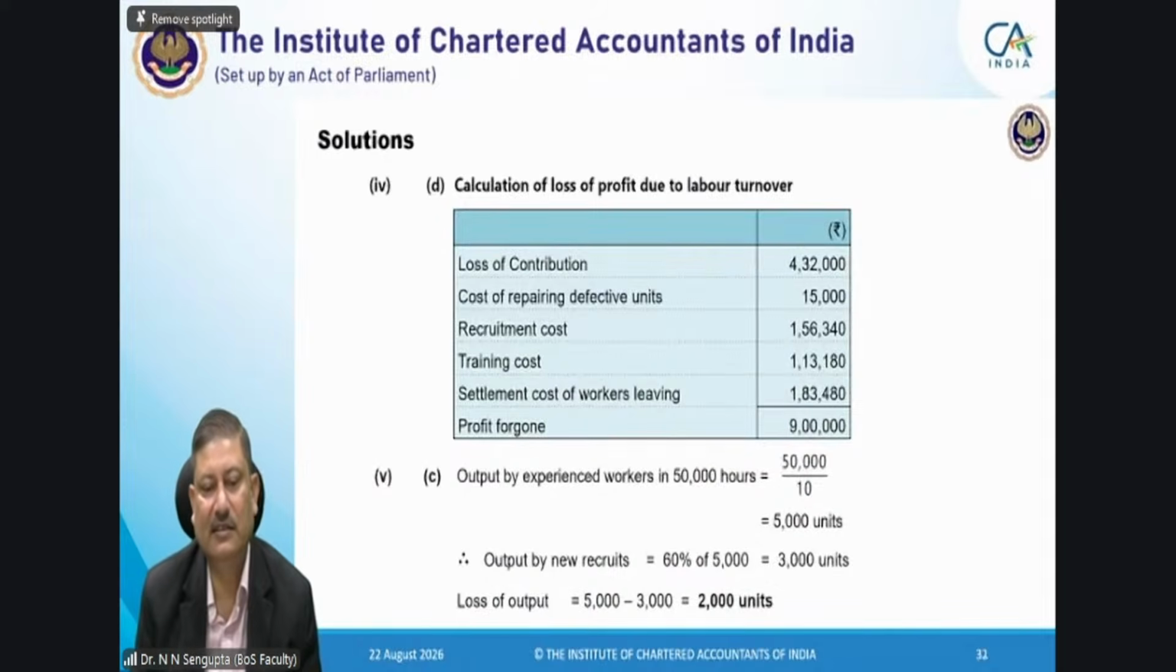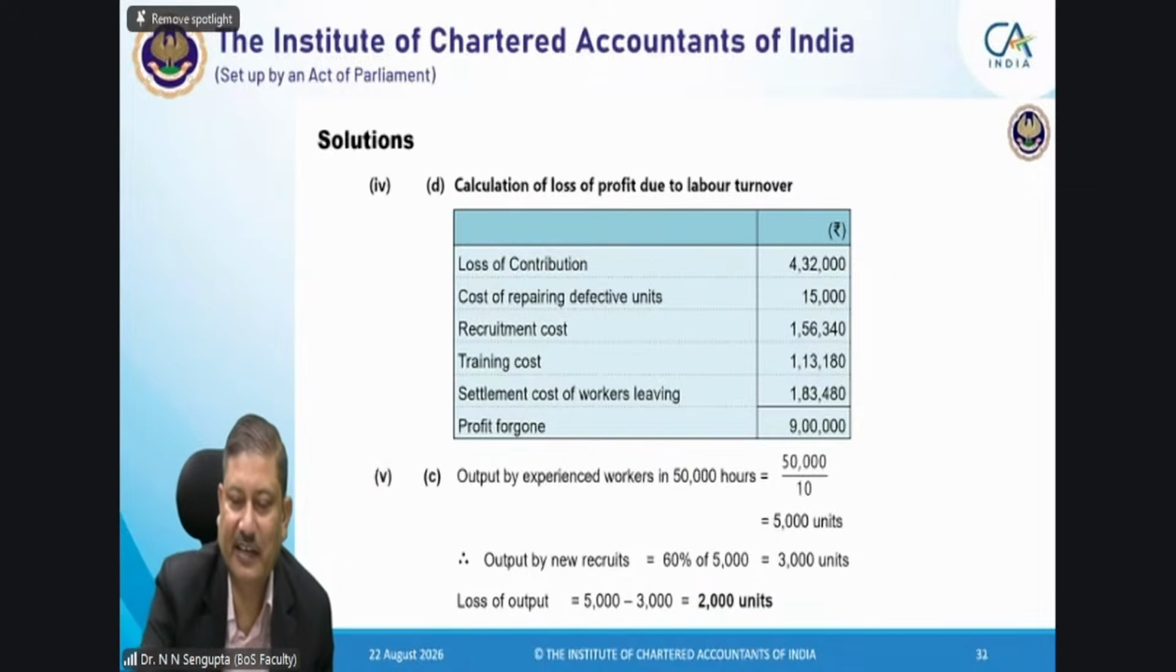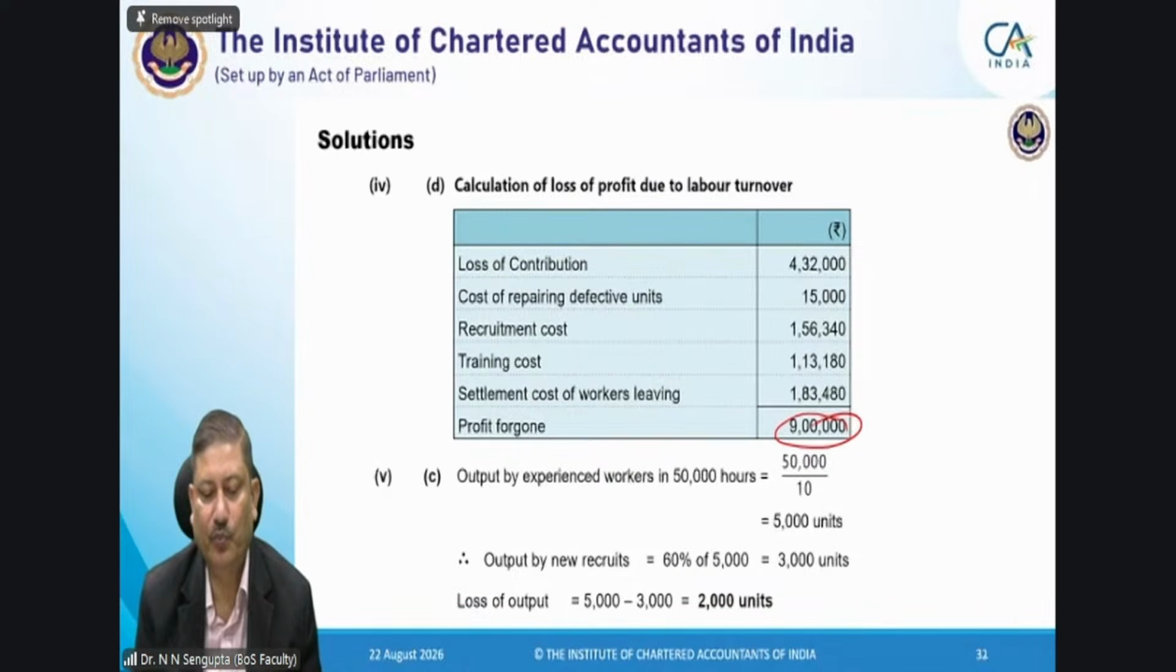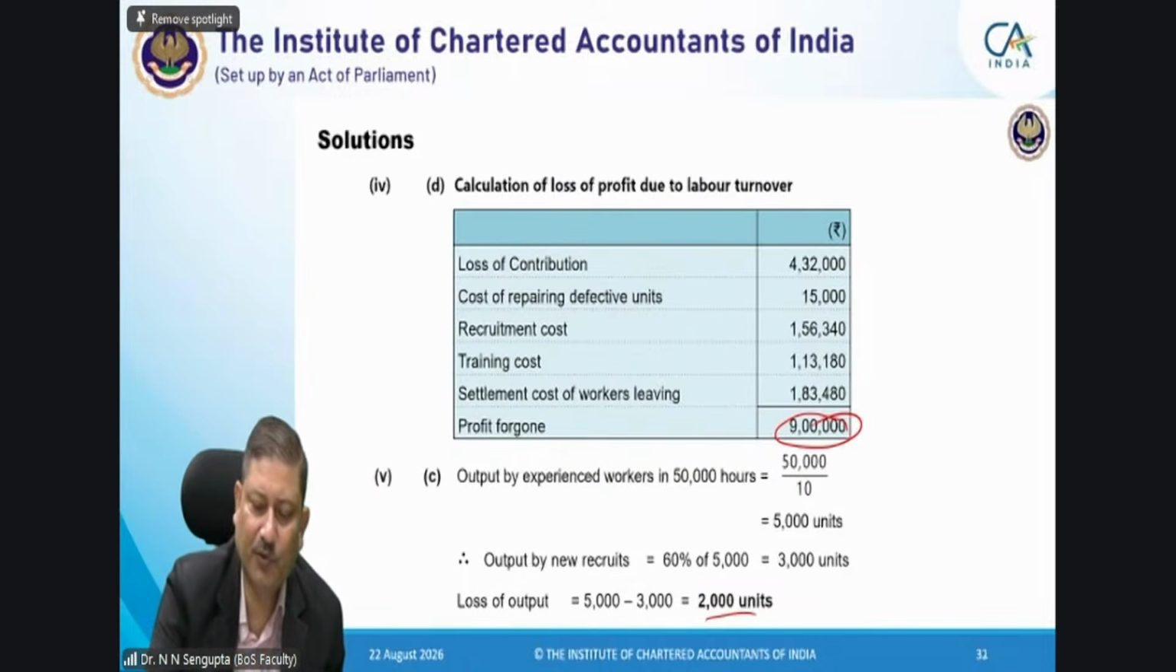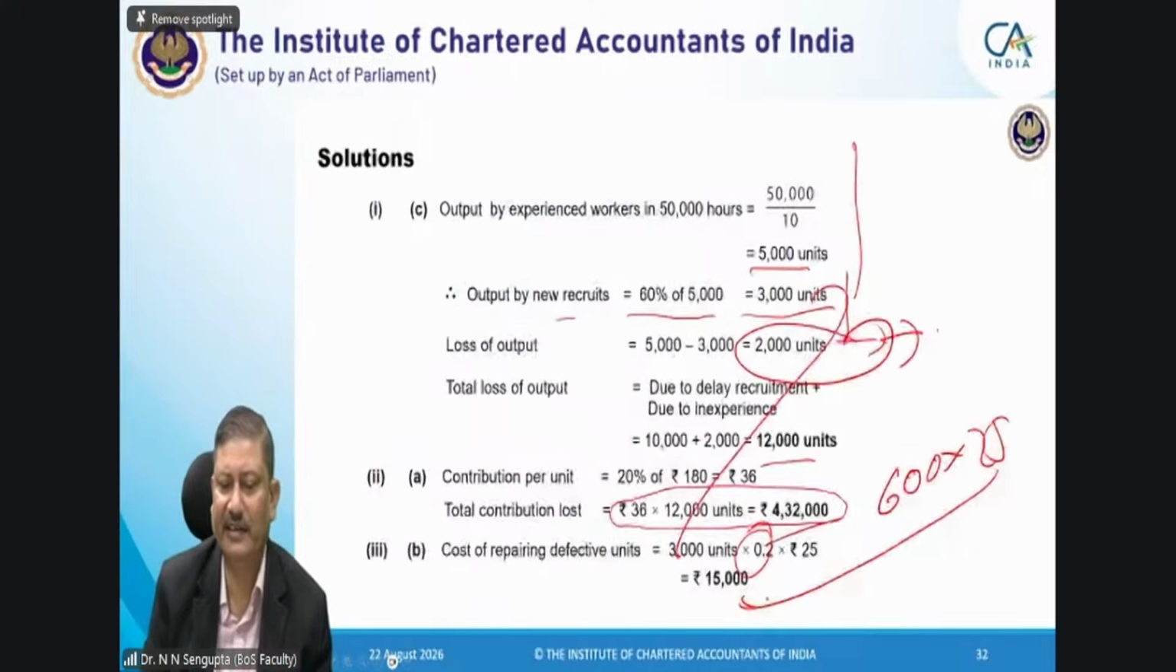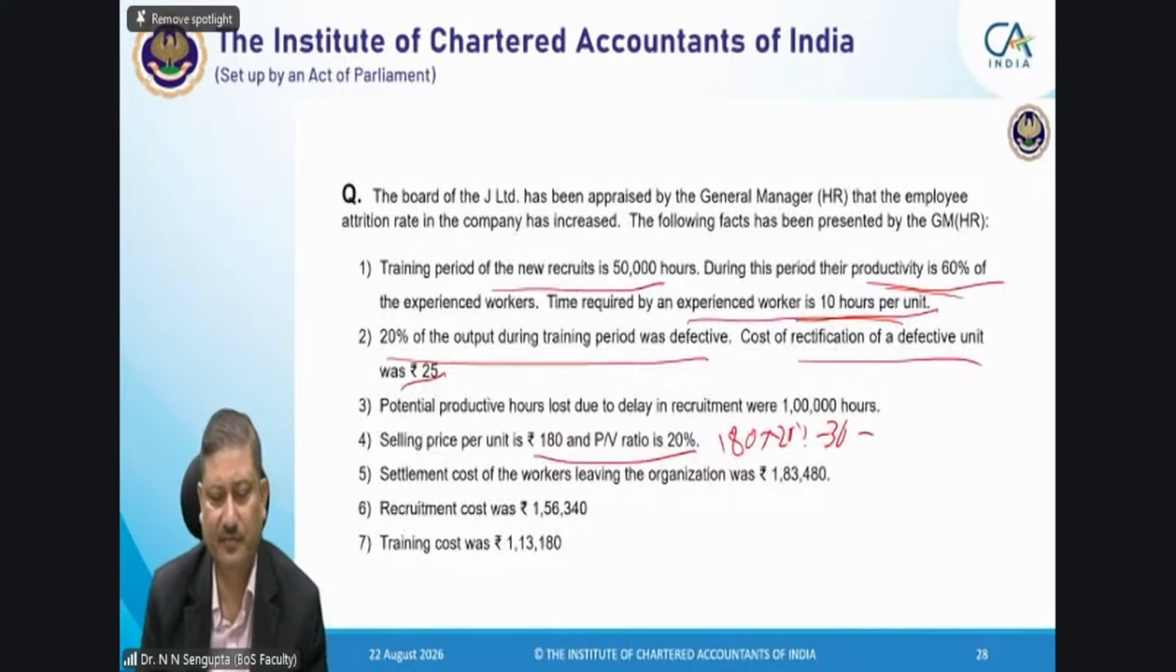Then D is the calculation of loss of profit due to labor turnover. So loss of contribution we have taken, cost of repairing defective units we have taken, recruitment cost, training cost and settlement cost we have taken, and the addition of these is basically the profit foregone. And the last one is output by experienced worker in 50,000 hours, that is 5,000 units, already calculated, and new recruits 3,000. This loss of output we have already calculated. You may not calculate it separately at all, just to save your time.